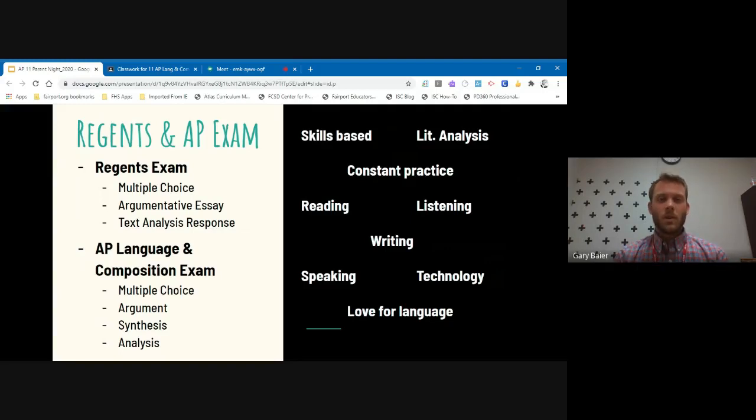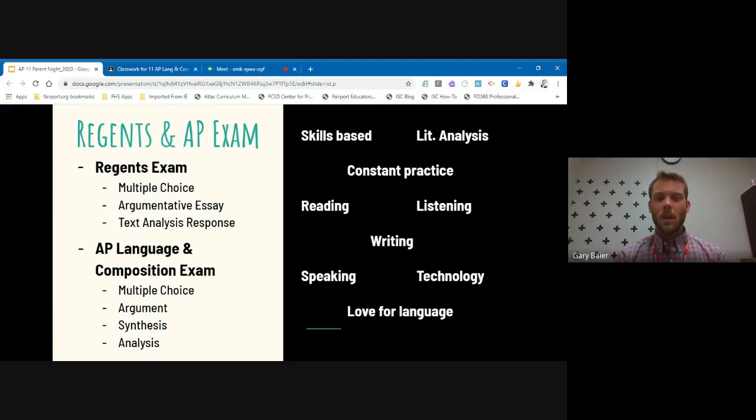For the Regents exam and the AP exam, we are planning as if those exams are going to be given in a traditional format. For the Regents exam, I broke down, it consists of multiple choice, an argumentative essay, a text analysis response, and if your child's taking AP Language and Composition, there's a multiple choice section, an argument essay, a synthesis essay, and an analysis essay.